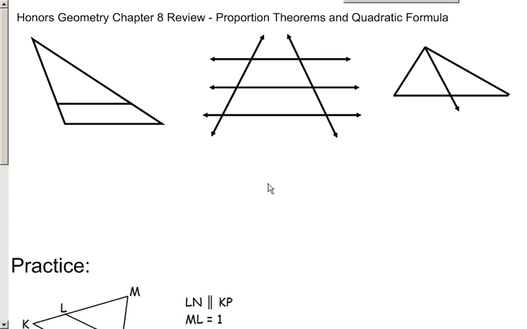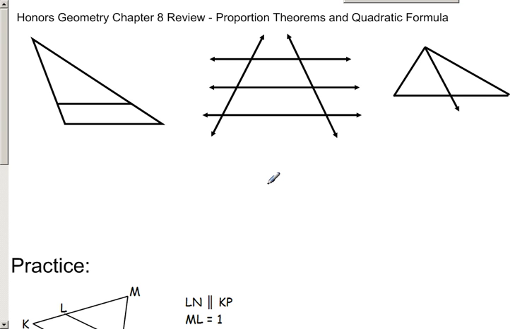This will be the Honors Geometry Chapter 8 review, focusing on proportion theorems and the algebraic quadratic formula. Chapter 8's main objective was to work with similar triangles. We learned that with similar triangles, sides are proportional. In Chapter 8, we also learned about some theorems that result from similar triangles, referred to as the proportion theorems.